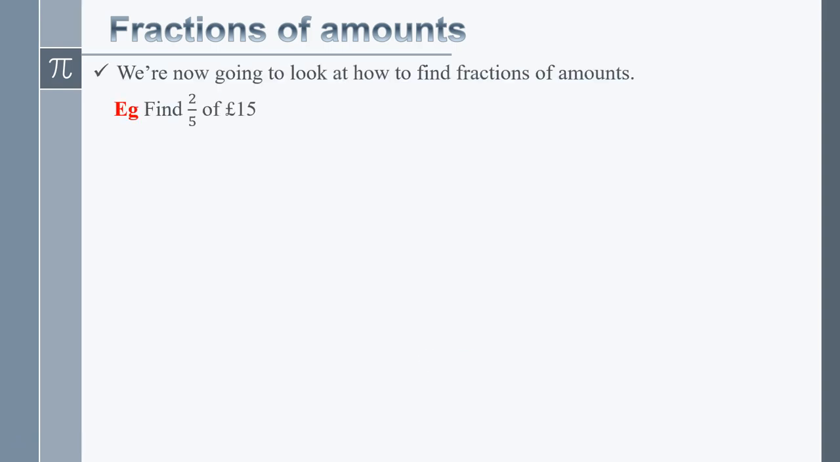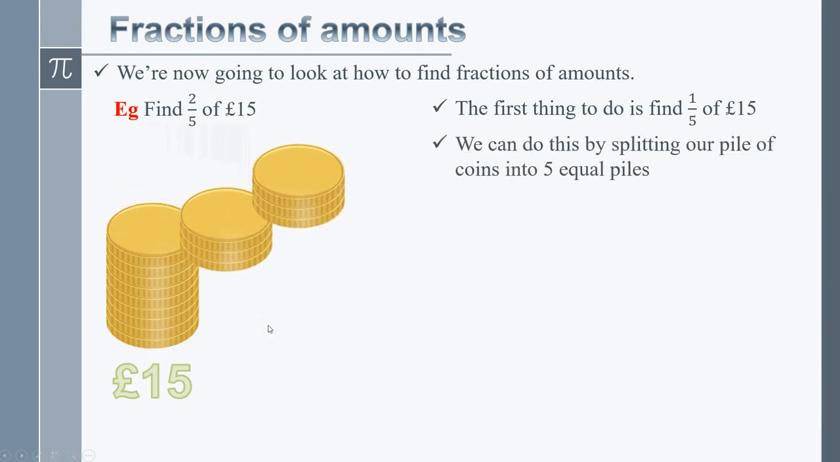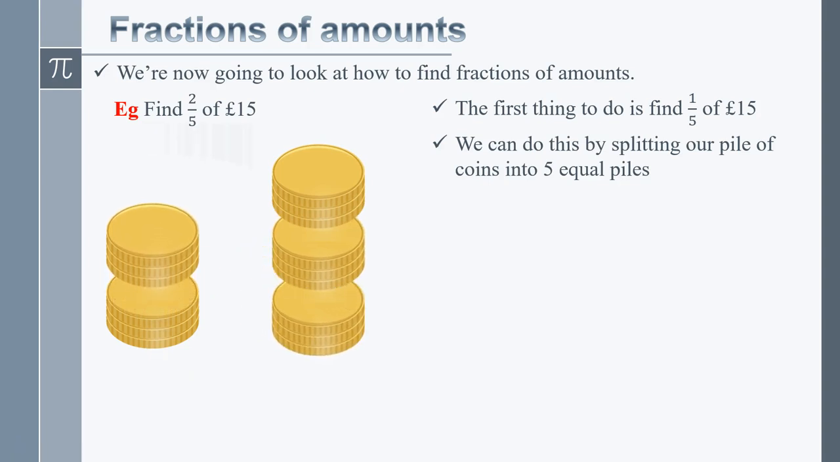So here we go. Find 2/5 of £15. There's my £15. And the first thing I've got to do is figure out what 1/5 of £15 is. So what I'm going to do is take my big chunk of coins there, and I'm going to split them into 5 equal piles, because I'm working with fifths. So each of these stacks now represents 1/5 of 15. So we can say that 1/5 of 15 is 3.